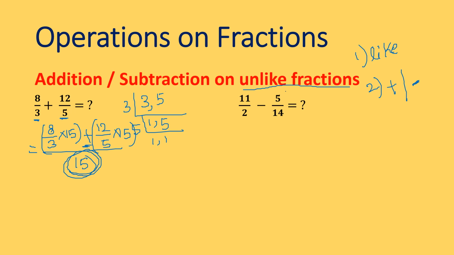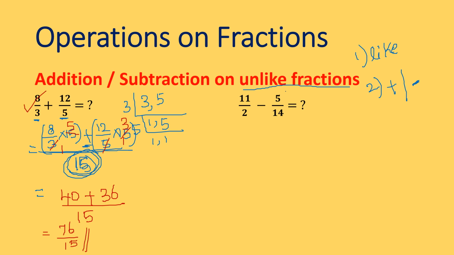Here it is plus, and now both have the same denominator, which is 15. So just tell me, 3 goes 5 times. What is 8 fives? It's going to be 40. Plus, 5 goes 3 times, so 12 into 3 is 36, the whole divided by 15. So 76 by 15 is the answer for this question.